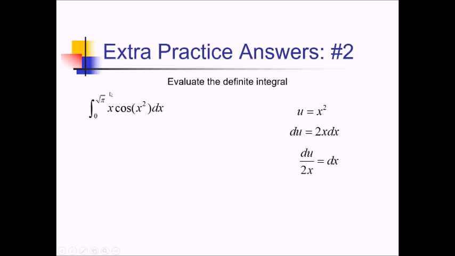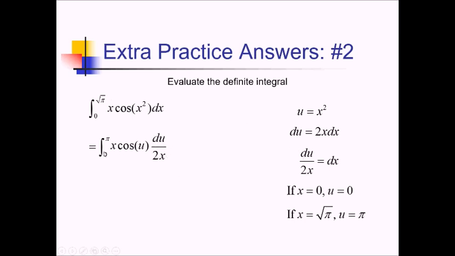Now I have to change these limits of integration to u values. So if x equals 0, then u is going to be 0 squared, which also happens to be 0. And if x is radical pi, then u is going to be radical pi squared, which conveniently is just pi. So let's go back now and do some substitution. We have the integral now from 0 to pi, and these are u values now in our limits of integration. I have x times the cosine of u, and instead of dx, I have du over 2x.